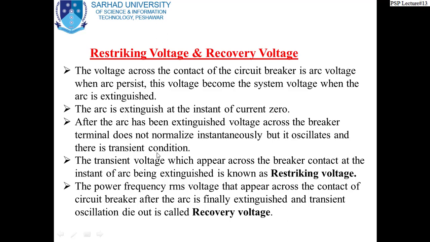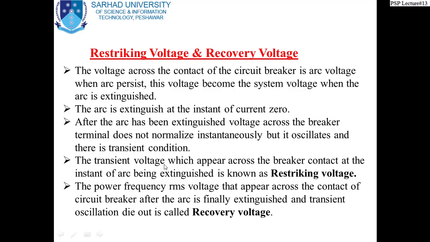Naturally, when the current is zero and it is chopped, the voltage across the breaker terminal will not normalize instantly. It oscillates, and there is a transient condition. After this transient condition, the current will normalize and it will attain the same system voltage.